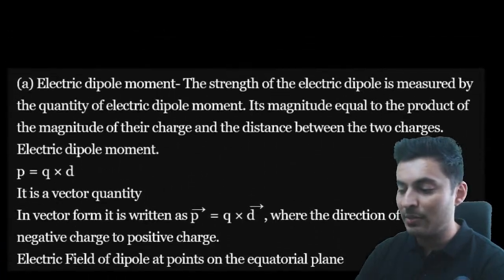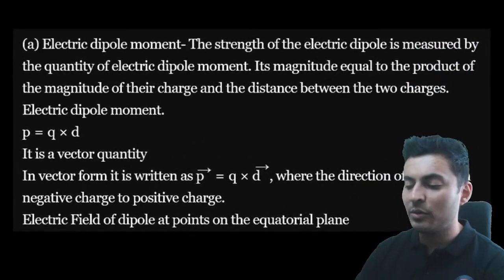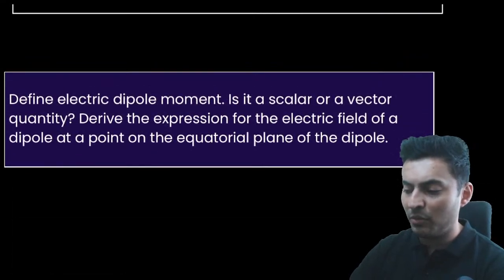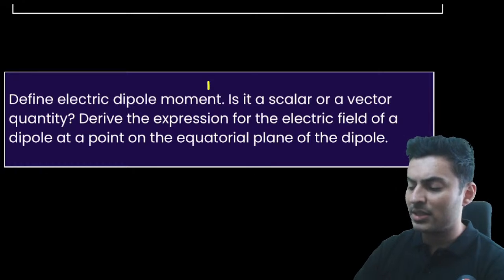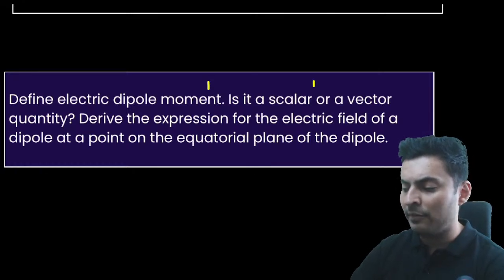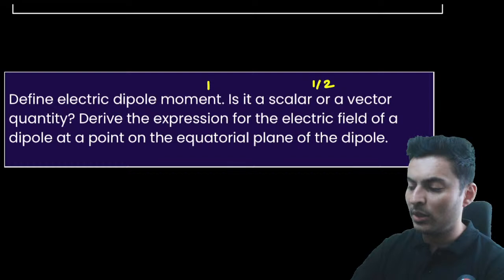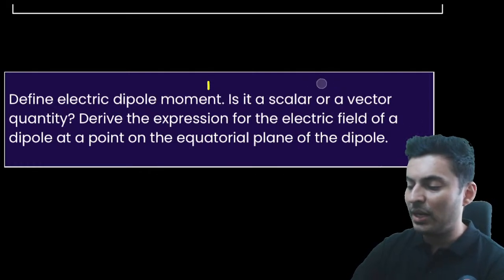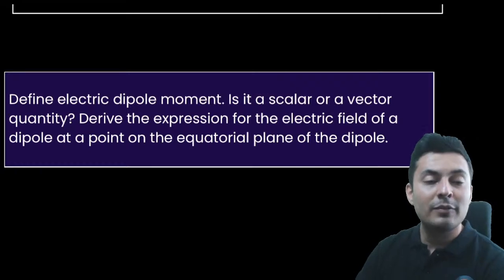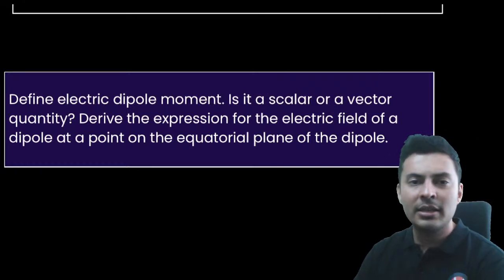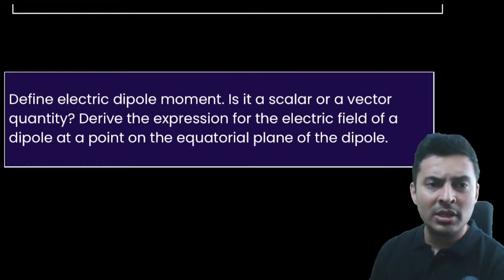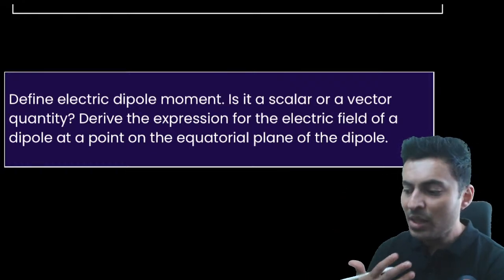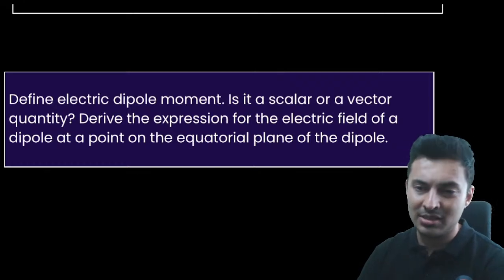So this is how a 3-marker question might look like. And they might give you partial marks. For definition, I'm guessing they might give 1 mark. For scalar and vector, maybe they might give half a mark or something like that. And then for derivation, they might give 1.5 marks. So you will get partial marks for every part. If you're not confident of the entire thing and you know that another optional question you don't know anything, then at least get those partial marks rather than losing out complete marks.